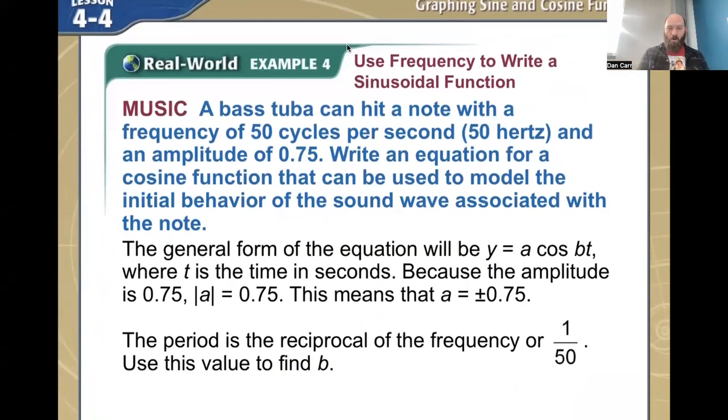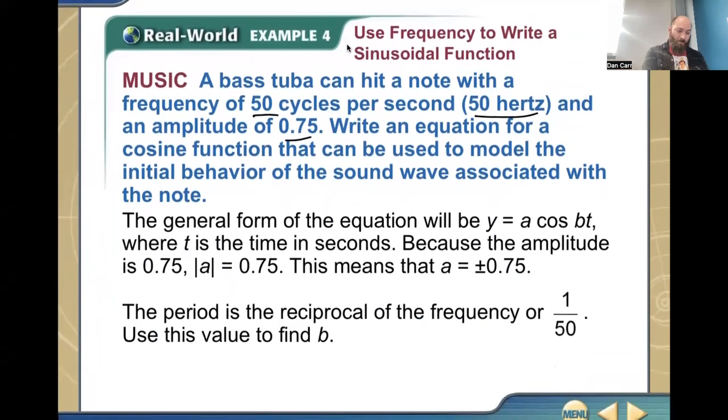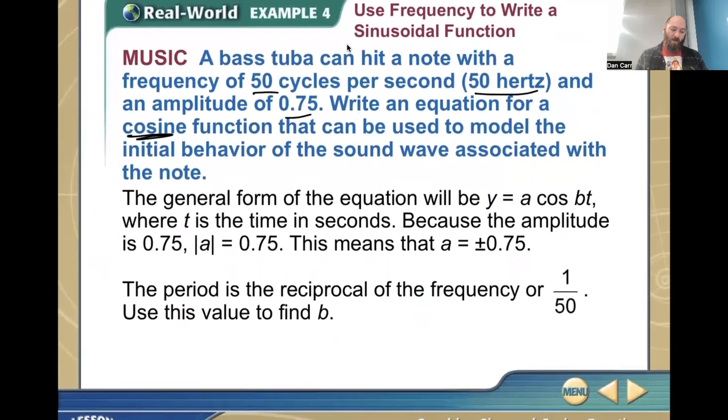A bass tuba can hit a note with a frequency of 50 cycles per second, which is the same as 50 hertz, and an amplitude of 0.75. Write an equation for a cosine function that can be used to model the initial behavior of the sound wave associated with the note. We're going to use this general format, y equals a times cosine of bt. A is the amplitude, that's my 0.75. That one's straightforward. But the b value is going to have to relate to the frequency.